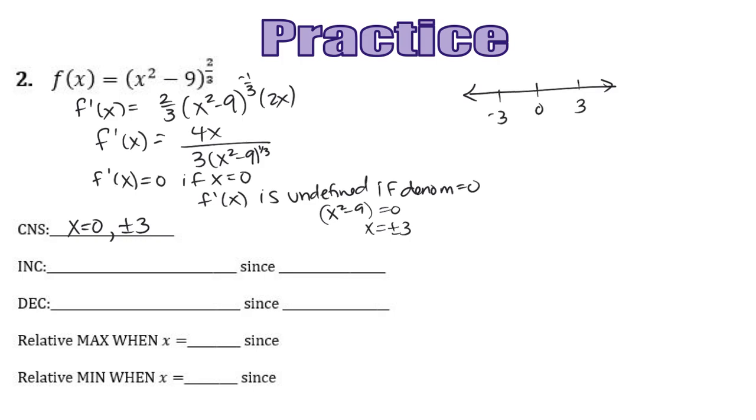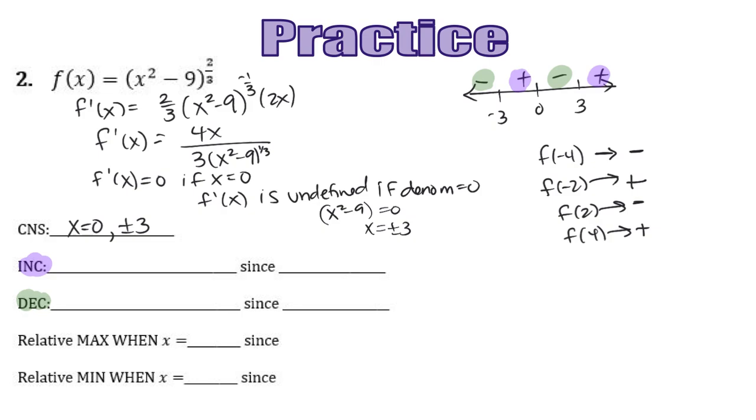I want you to go ahead and pause the video, work through your sign chart, and then see if you can write the increasing and decreasing intervals. So here's my sign chart for my derivative, and notice I didn't actually find the values. I just figured out if the numerator and the denominator were both negative, both positive, or one of each, because all I care about is, is the derivative positive or negative?